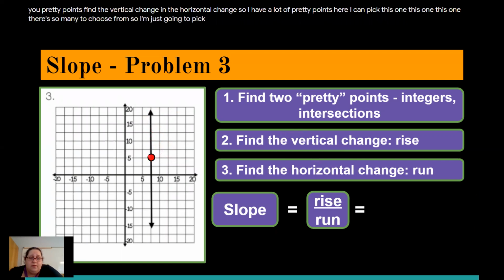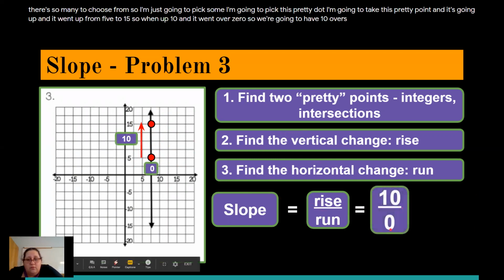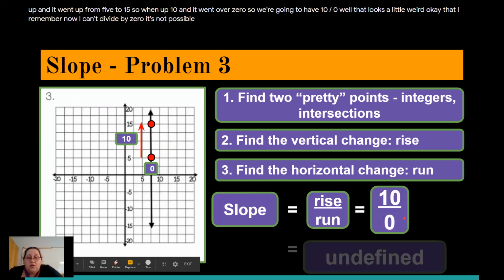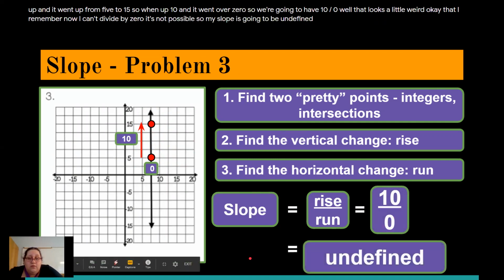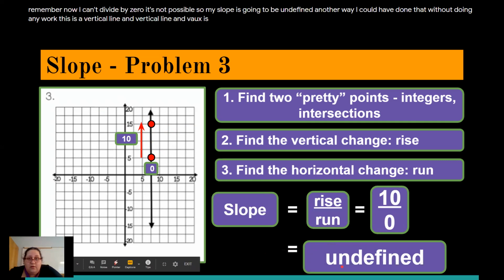So I'm just going to pick some. I'm going to pick this pretty dot. I'm going to pick this pretty point. And it's going up, it went up from 5 to 15, so it went up 10. And it went over 0. So we're going to have 10 over 0. Well, that looks a little weird. Okay, that I remember now. I can't divide by 0. It's not possible. So my slope is going to be undefined. Another way I could have done that without doing any work is that this is a vertical line, and the slope of a vertical line is undefined.